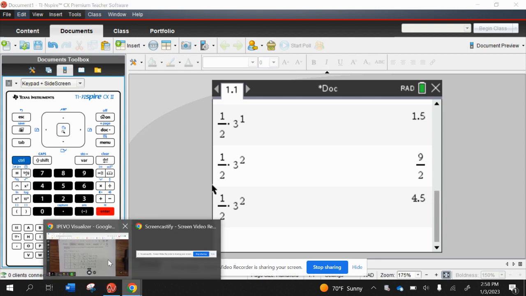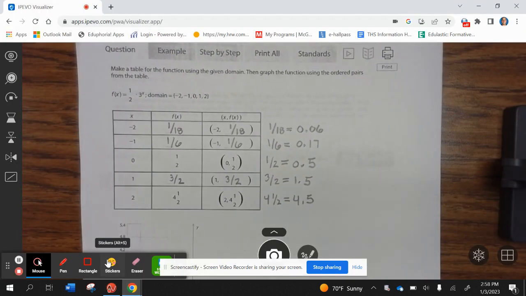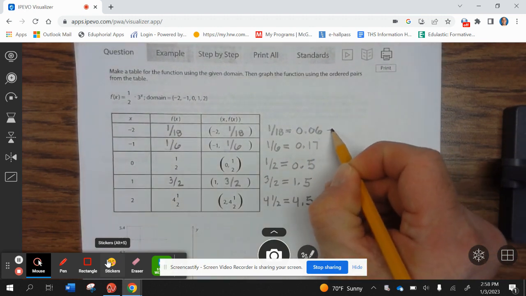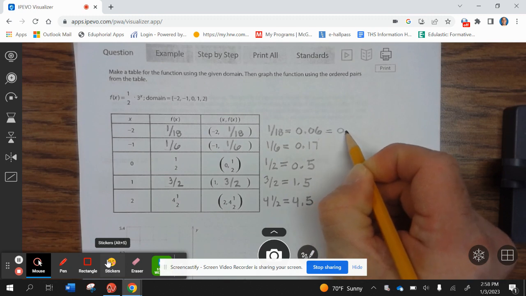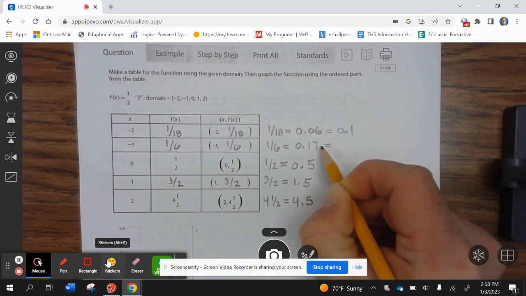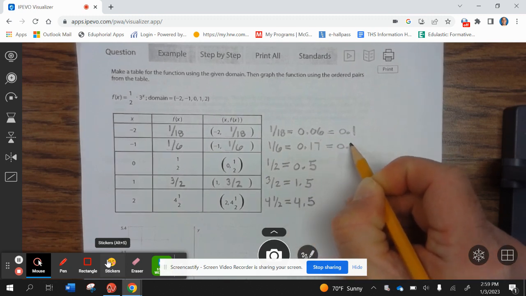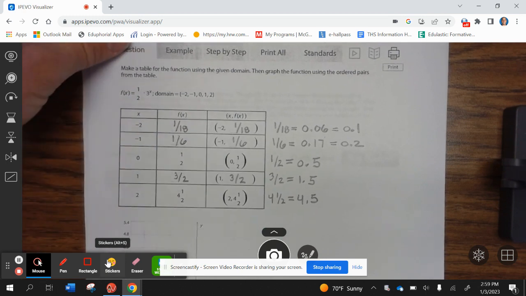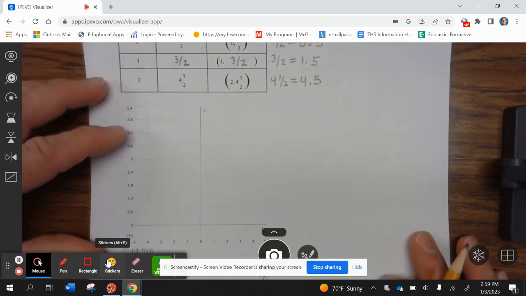All right, let's take a look at our table. Now you can see this is 2 decimal places, but to graph it, let's round that to 0.1. Let's round that to 0.2. Now all of our numbers are 1 decimal place. So let's go ahead and graph those.